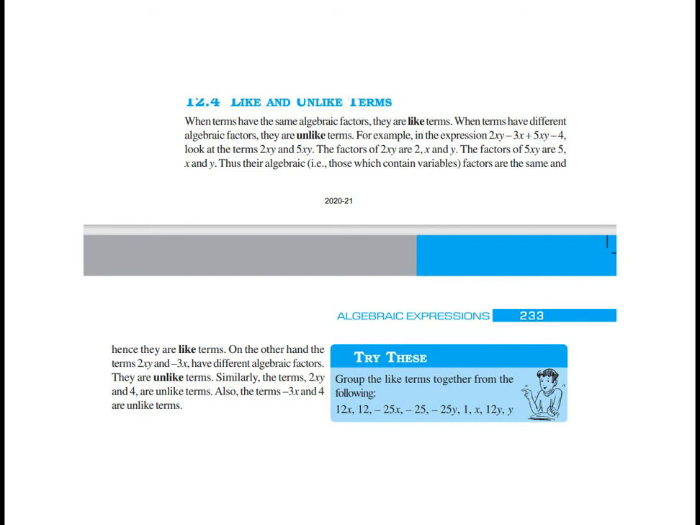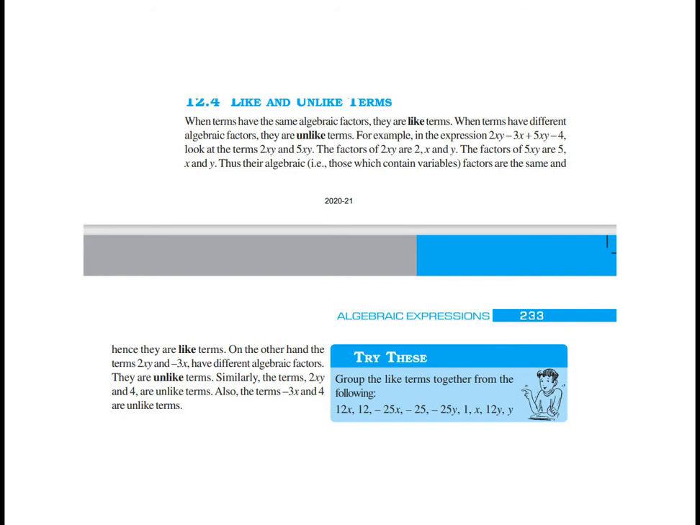Now comes to like and unlike terms. What are like terms and what are unlike terms? So same algebraic factors are called like terms and different algebraic factors are called unlike terms. For example, 2xy minus 3x plus 5xy minus 4. इसमें same algebraic factors किसके आपको लग रहे हैं? 2xy and 5xy. Right, xy तो common same है, only the numerical coefficient is different.